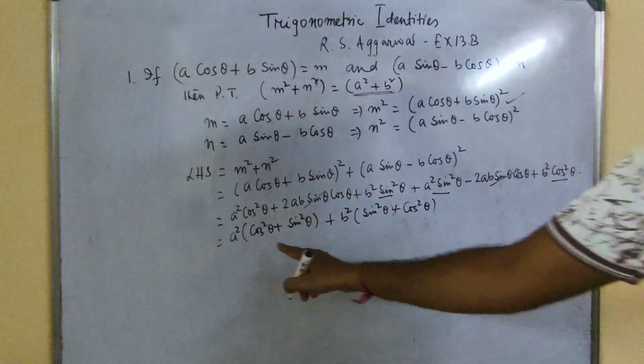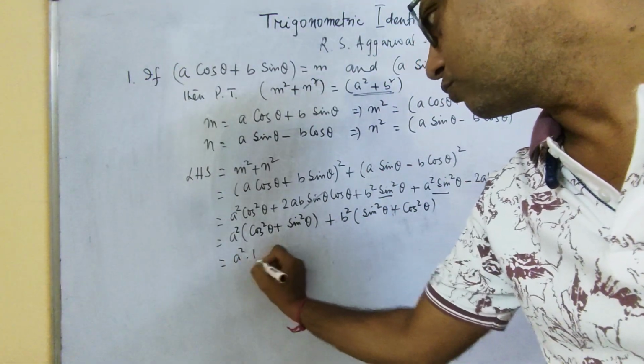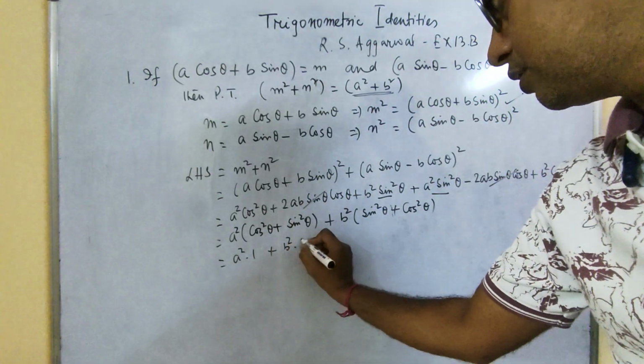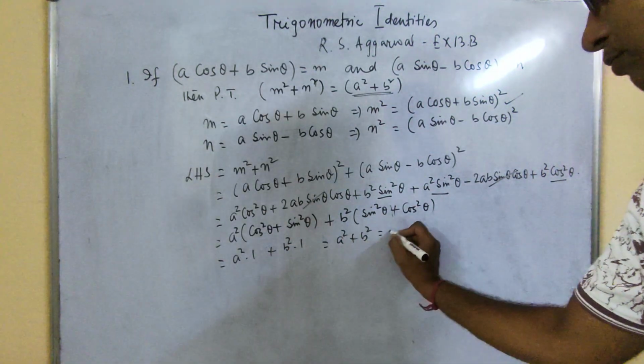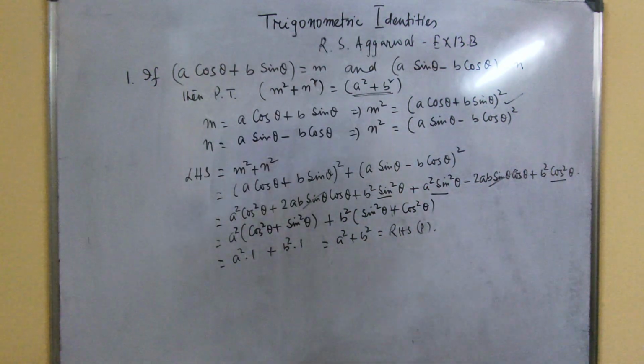Now we know sin square theta plus cos square theta is equal to 1, so we may write a square into 1 plus, here also the same, b square into 1, so a square plus b square, the right hand side. Proved.